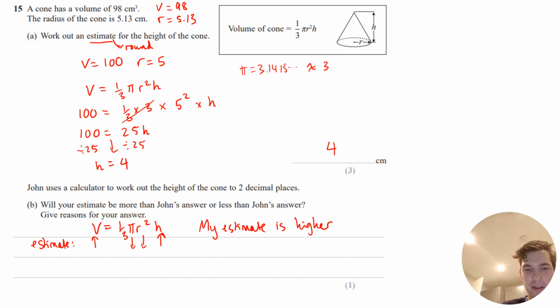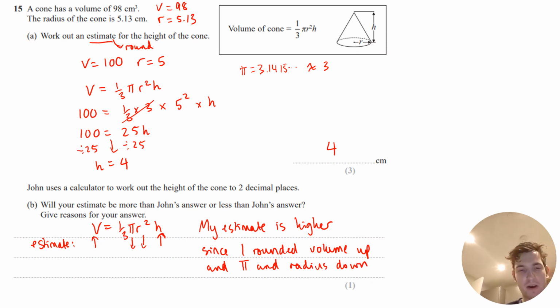And I probably need to write a bit of an explanation. Since I rounded volume up and pi and radius down. So a bit of a tricky one, but if I think about going back to the question, what have I done? I should come to a sensible conclusion, just for 1 mark there.